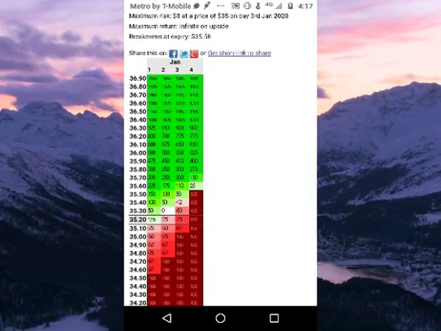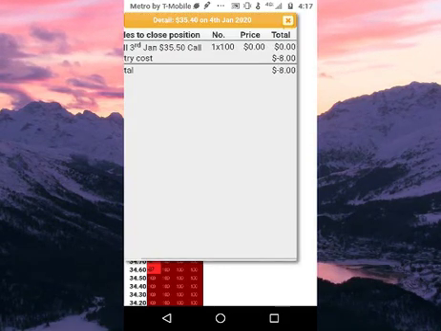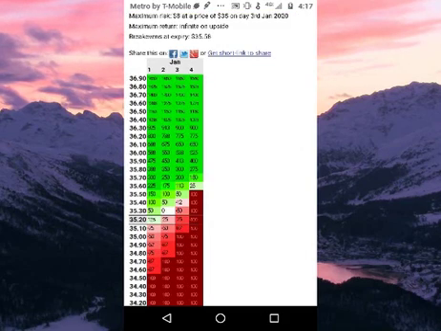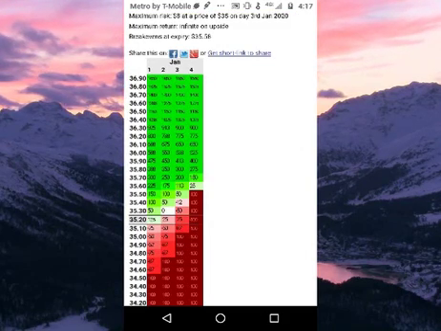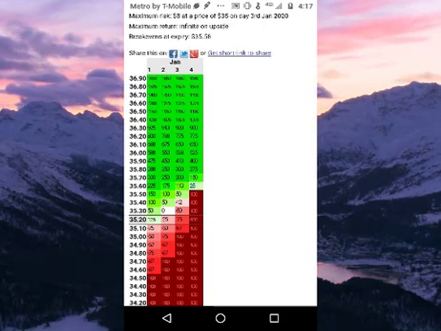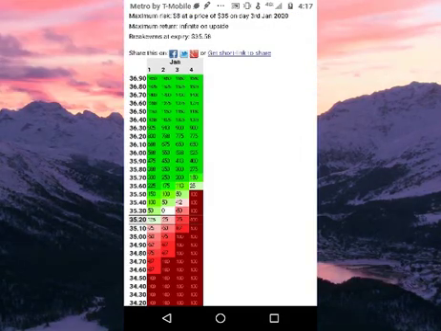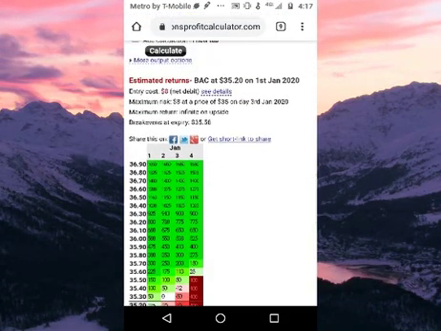So you can scroll down over here. January 3rd is going to be the expiration date, so you can click on it. If Bank of America goes to $35.40, I'm not actually going to make money. I'm going to lose, because it's not above the break-even price. However, if it went to $35.60, I'm going to make $2, because it went above the break-even price of $35.58.